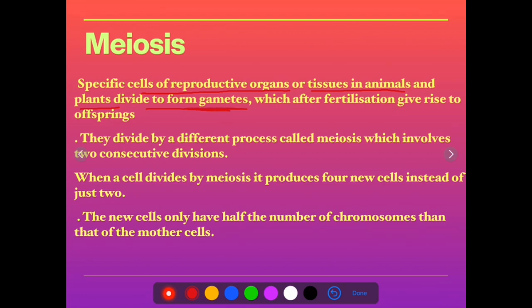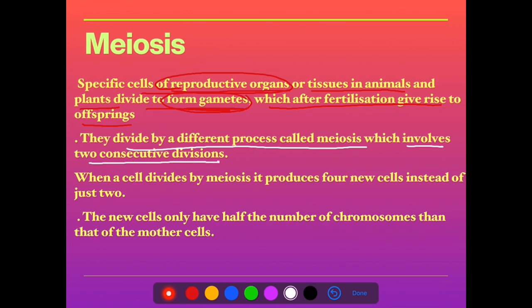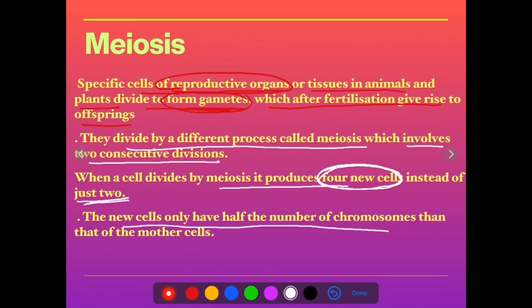They divide by a different process called meiosis, which involves 2 consecutive divisions. This takes place in reproductive organs and forms gametes. There are 2 consecutive divisions in meiosis, and 4 new daughter cells are formed, not 2. In mitosis, only 2 daughter cells are formed, but here 4 new daughter cells are formed from one mother cell.